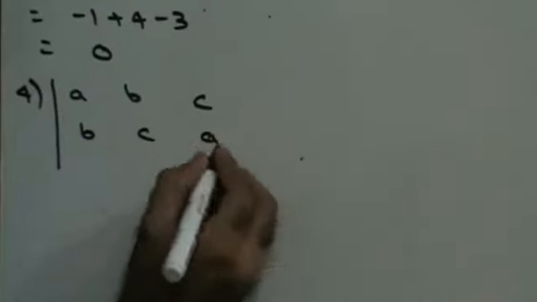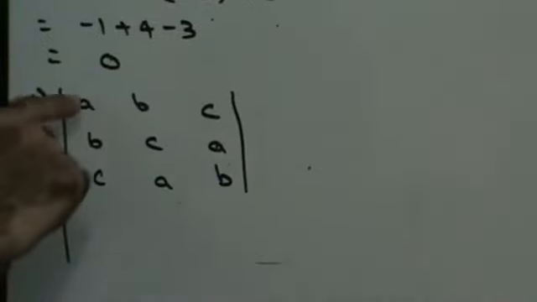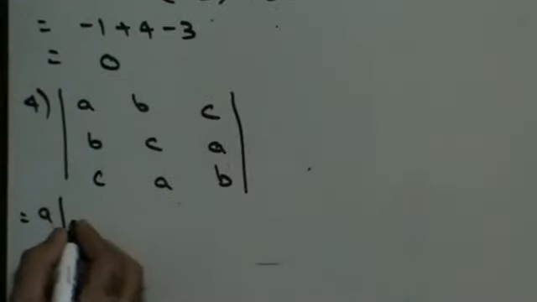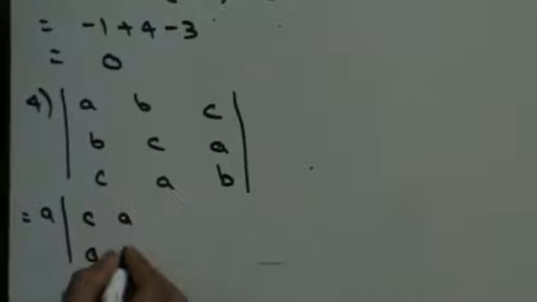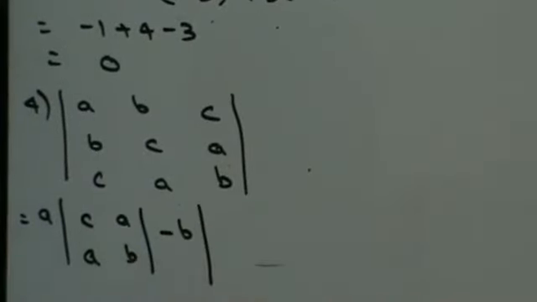Next, let's see another sum, guys. A, B, C, B, C, A, C, A, B. I just explained to you how to do a 3 by 3 determinant. Take the first element of the first row. If I take the first element of the first row, I cannot take the first row and the first column. That means this will be C A, A B, minus B. Why minus? Minus is a part of the formula.